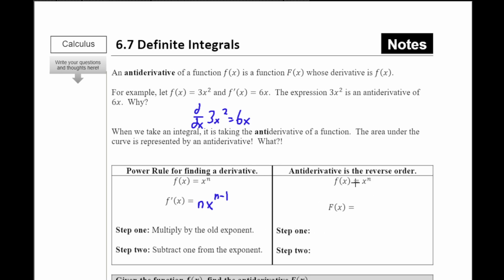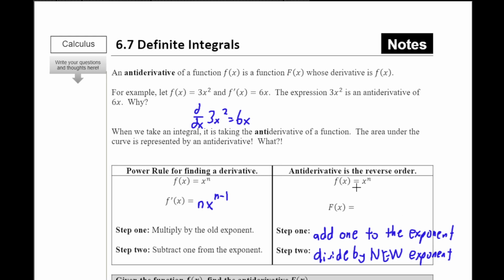So, antiderivative is the opposite order. Step 1 is you're going to add 1 to the exponent. And then step 2 is divide by the new exponent. So if you have a function f of x equals x to the n, to take the antiderivative or the integral, you add 1 to the exponent, so it's x to the n plus 1, and you divide that all by the new exponent, so divide by n plus 1.